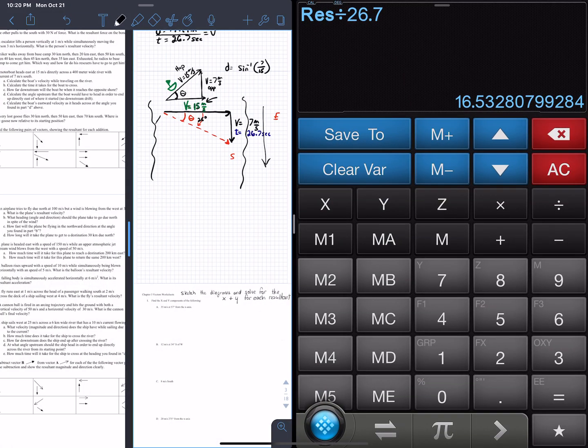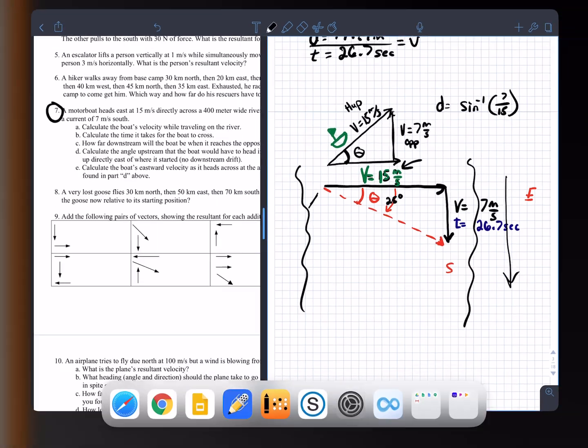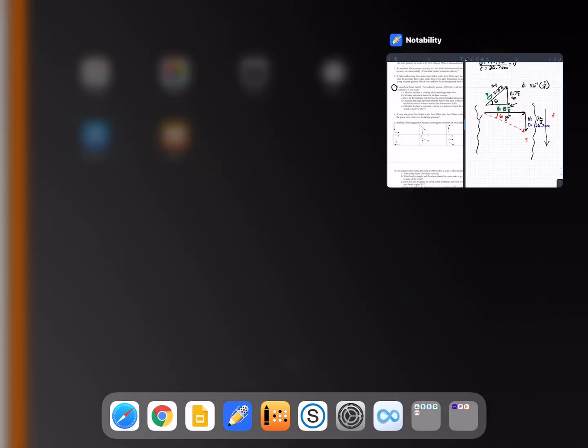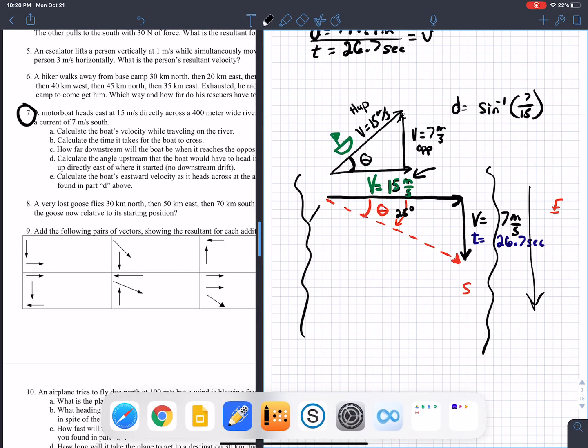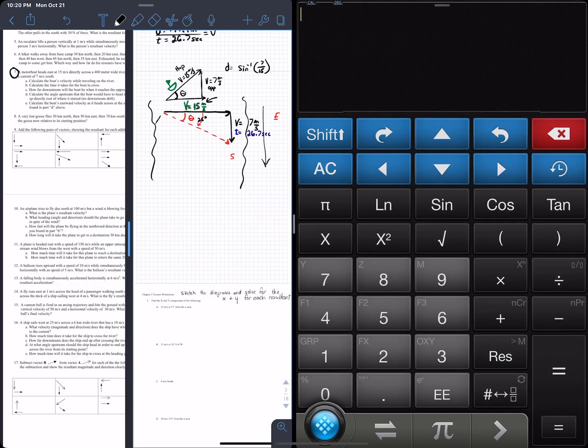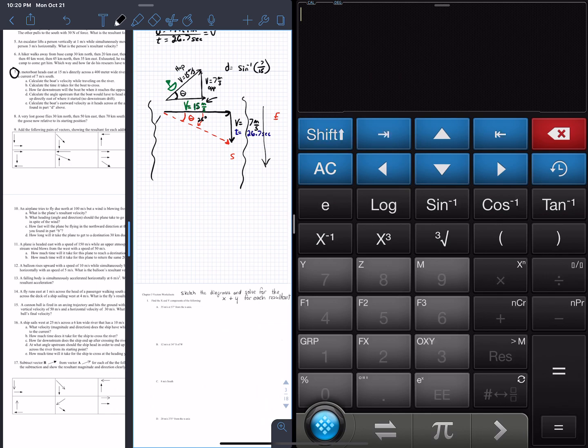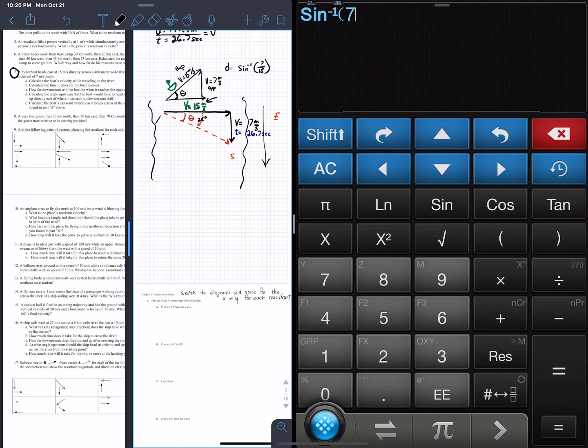I did that darn thing again. I don't even know what I pressed. Like I said, when your calculator fails you, you quit it. Maybe I'll try not to hit that button, whatever it is I'm hitting. All right, so let's see. We have shift sine, 7 divided by 15.